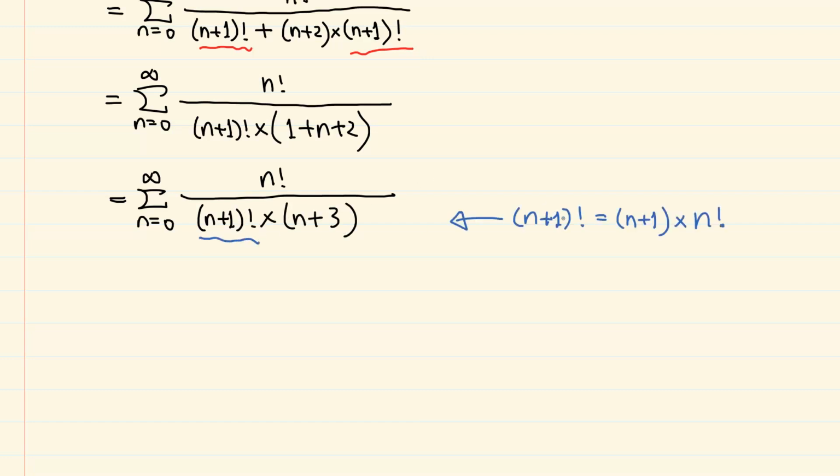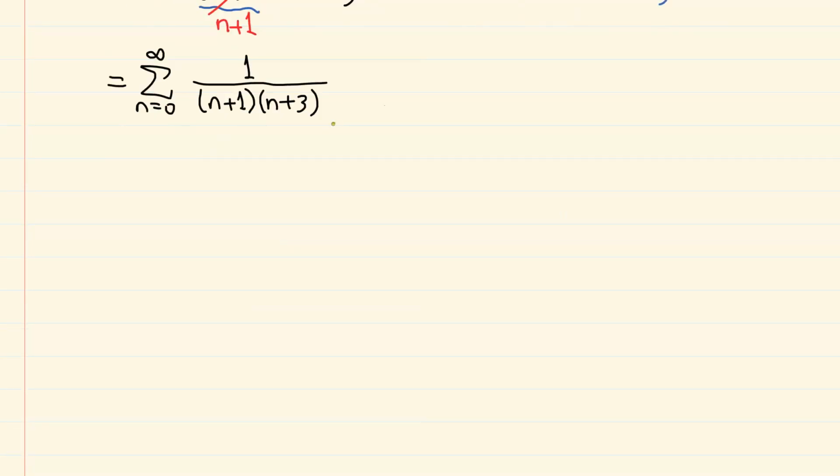And here, (n plus 1) factorial equals (n plus 1) times n factorial. So if we divide the numerator and denominator by n factorial, we have n plus 1 left here. So we have the sum of 1 over (n plus 1)(n plus 3). So we have this series. Here, let us express this series as the limit of the partial sum.